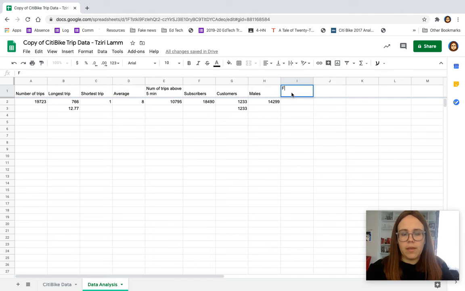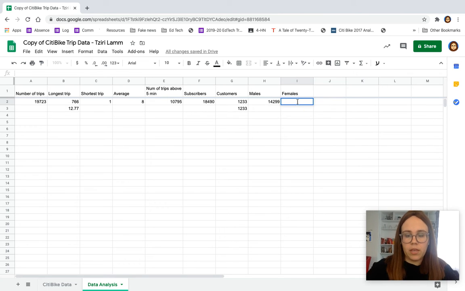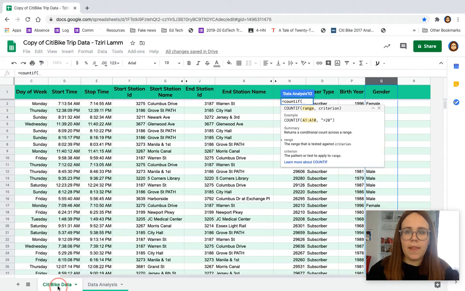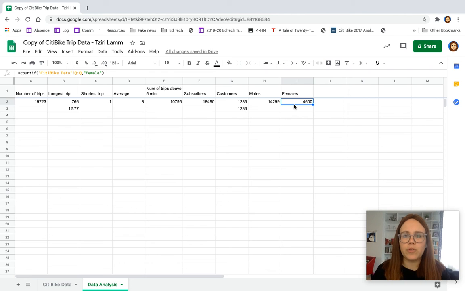And then if I want to say females, see, I can't do just subtraction here because there's also unknown that we don't know. They didn't record their gender. So I need to use CountIF here as well, equals CountIF. And then I'm going to count if gender is female. And now I have 14,299 men versus only 4,600 women. So again, we're mostly dealing with males who are using the Citi Bike. We're not dealing with too many females.